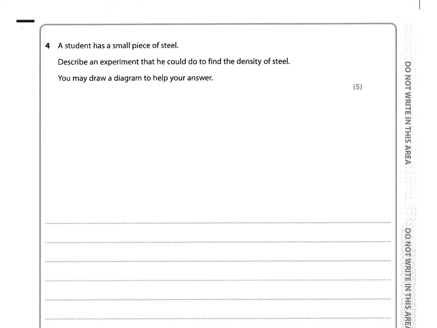A student has a small piece of steel. Describe an experiment you could use to find the density, and you may use a diagram to help you. So you're going to remind yourself of what you did with this solids, liquids, gases topic here. Essentially what you need to work out is the mass of the object and the volume of the object, because that is going to give you the density as per the equation. I've written rho there, which is the symbol for density.